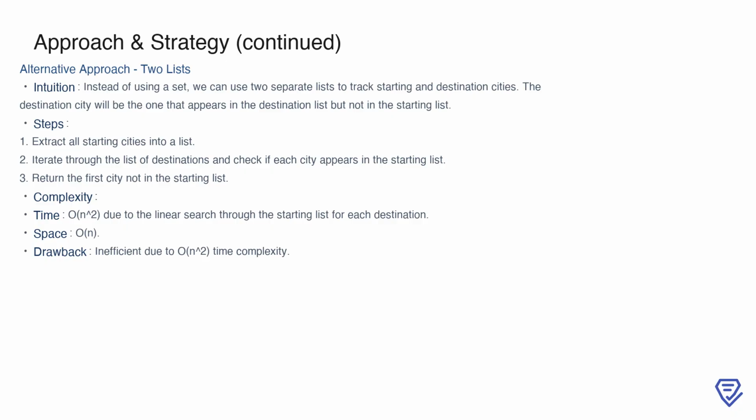While this method avoids using a set, it is computationally expensive. For each destination city, we perform a linear search through the starting list, resulting in an O(n²) time complexity. The space complexity remains O(n) for storing the lists. However, the inefficiency of this approach, especially for large inputs, makes it less desirable. The linear search through the starting list for each destination adds significant overhead, demonstrating the limitations of this method compared to the optimized set-based solution.